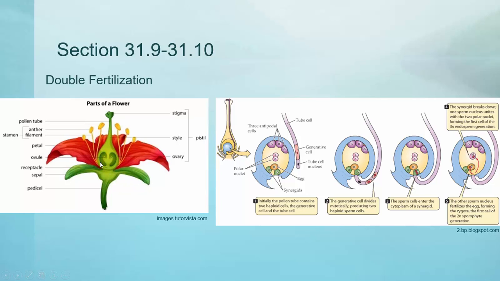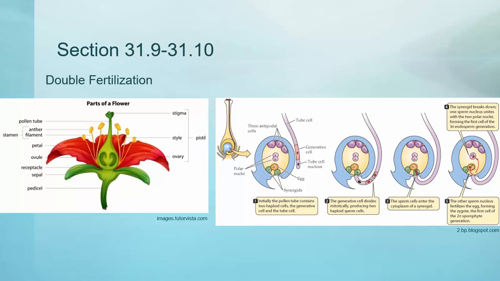And underneath the ovary at the base of the flower is the receptacle, where the ovary attaches to the base of the flower. The leaf-like structures that protect the flower before it's ready to bloom are called sepals. The flower is surrounded by petals that help attract the attention of pollinators. And the stem of the flower that helps hold it where pollinators can get to it is called a pedicel.